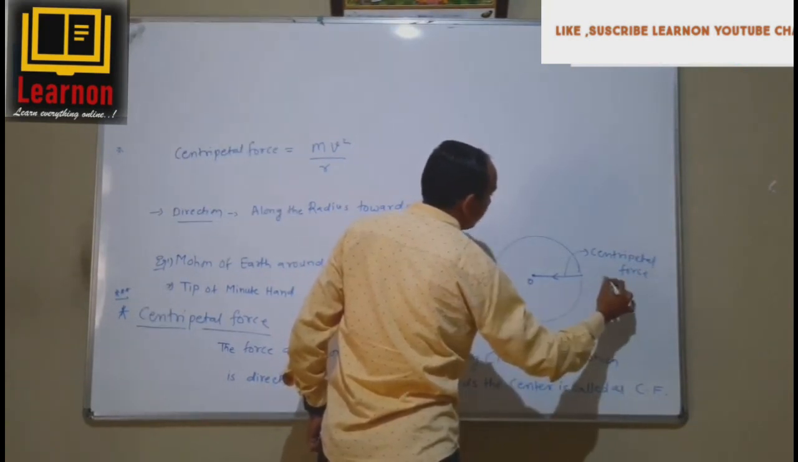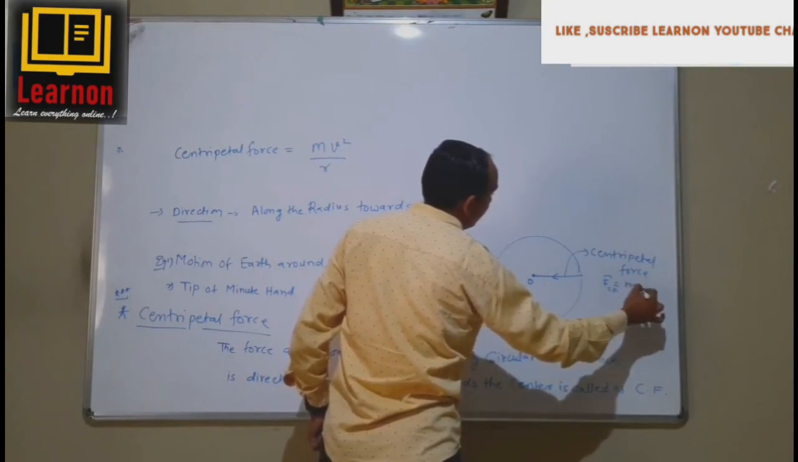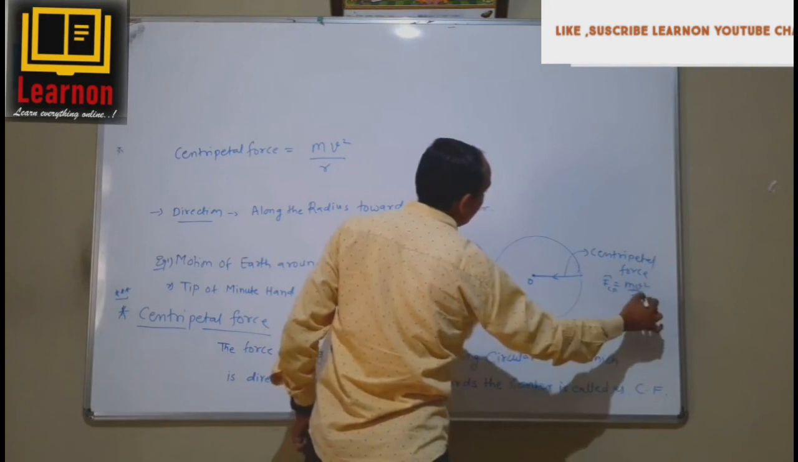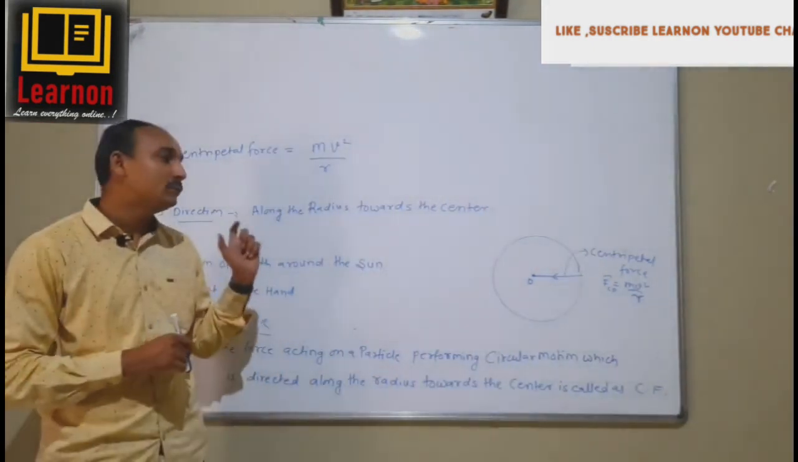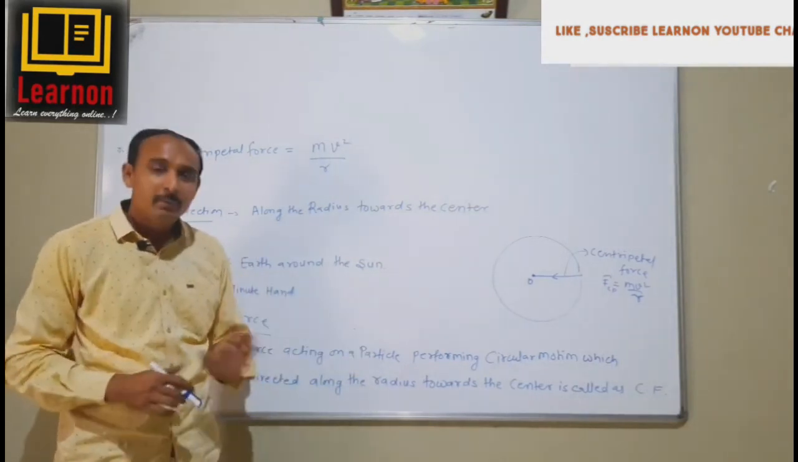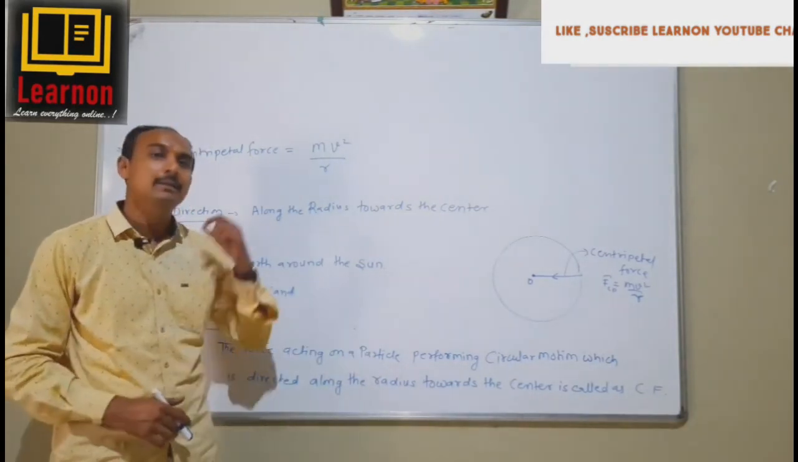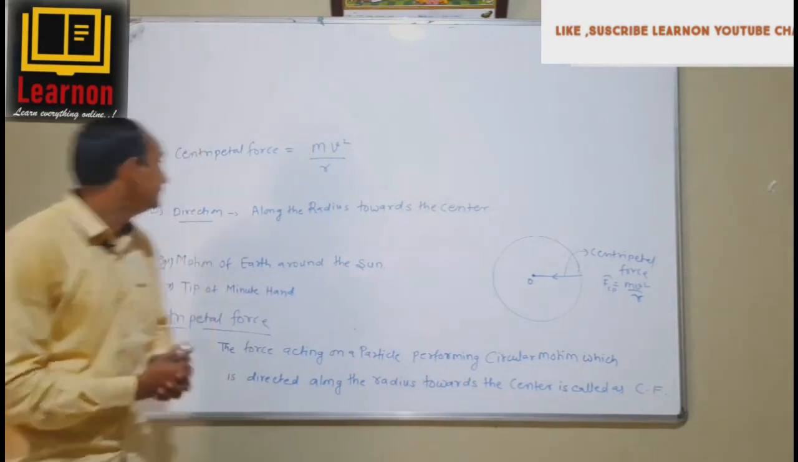It is given as F is equal to mv square upon r. There is one more force called centrifugal force, which is directed along the radius away from the center, but we do not have it in our syllabus, so we will study it in 11th class.